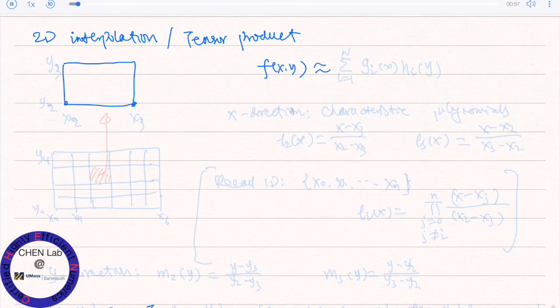We approximate it by a summation, where i is from 1 to some number n. You're going to have a function of x, g_i(x), times h_i(y). That's called a tensor product. Let me show you. For the simplest case, we can use what we did in 1D to create something for the 2D. So if we have a small rectangle, from x0 to x1 and y0 to y1. Now it's 2D.